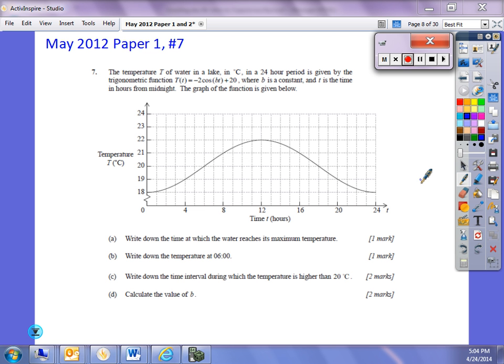Write down the time at which the water reaches its maximum temperature. So we've got time in hours along the x-axis and temperature on the y-axis. Certainly you can see that the maximum occurs at 12 o'clock, or 12 noon.